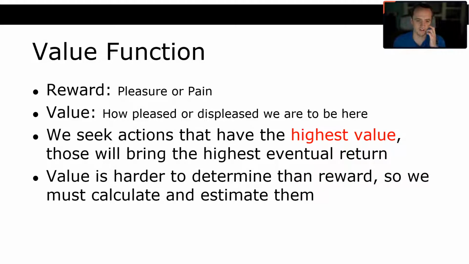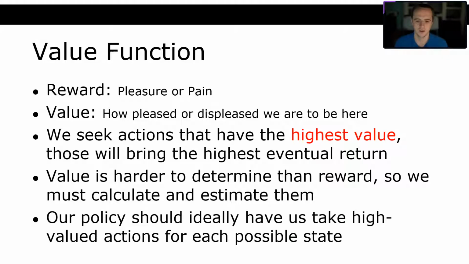Value is a lot harder to determine than reward because we have to calculate it over time, right? We have to do a bunch of trials, get a bunch of rewards, and then average those out. We have to estimate them. Values we can never know for sure, but rewards we can. Ideally, our policy should have us taking high-valued actions for each possible state. So if we can somehow compute the values of actions at states, our algorithm is going to pick the action which has the highest value, because that action will maximize the expected return at that state.